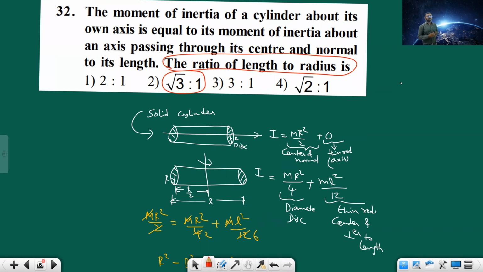Is it clear, kids? Yes, sir. So that is how to handle the problems of moment of inertia.